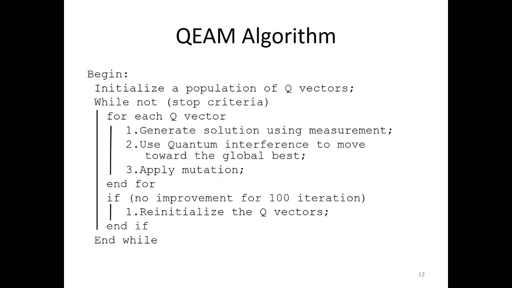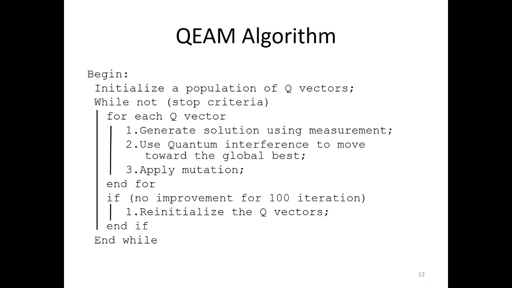Here we have the pseudocode of the QEAM algorithm we use to solve the MVS problem. First, we initialize a population of quantum vectors. Then we keep repeating these steps for each quantum vector until a certain stop criterion is reached. For each quantum vector, we generate a solution using the measurement operator. Then we use quantum interference to move toward the best global. And finally, we apply qubit mutation with some probability. If no improvement has been made for more than 100 iterations, we create a different starting point by reinitializing the quantum vectors.